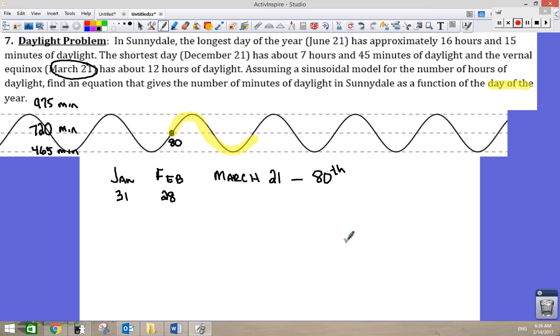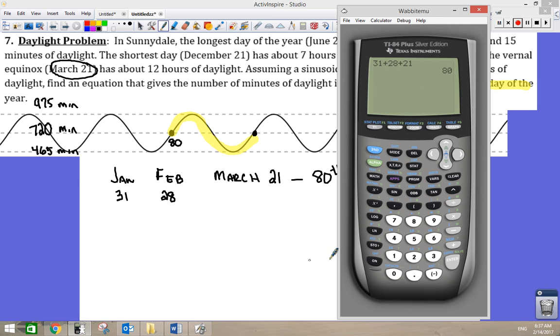Now let's just assume that the period is until we get to the next March 20th. We'll ignore leap years and stuff like that. So if we take 365 divided by 4, that's 91.25. So yeah, let's go with this.